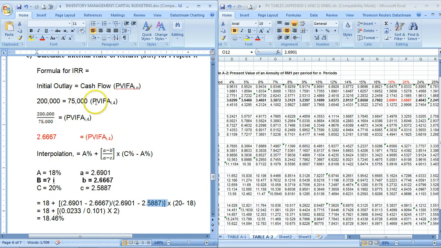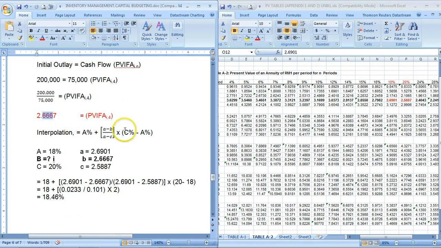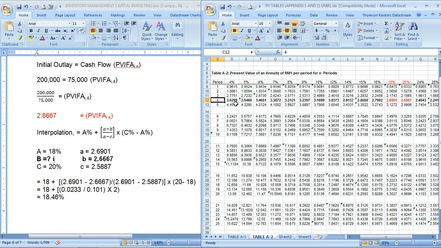So I repeat. You extract the information: initial outlay, cash flow for year 4. How to find year 4? Based on the question, how many years does the question give? If the question is 4, you put 4. Then after you get this figure, remember to check in the table at year 4 as well. You find which numbers are near to this figure. It is between here. You cannot find the exact figure, so never mind, you can take the range between 18 and 20. Substitute into the interpolation information: 18 and 20, A is 2.69, and C is 2.58. B that we want to find is 2.667.